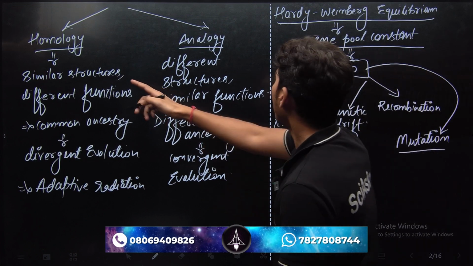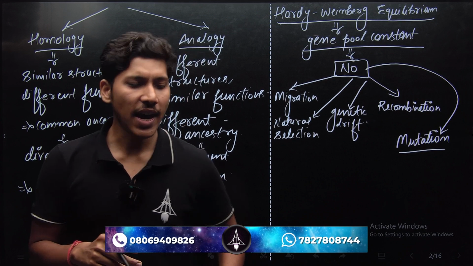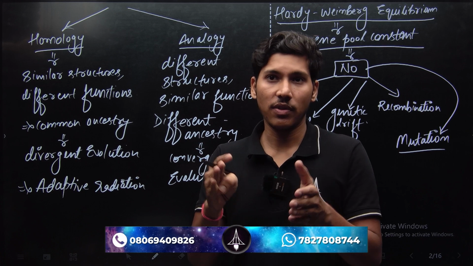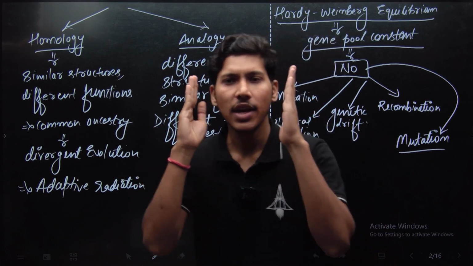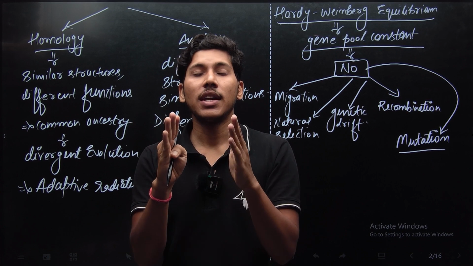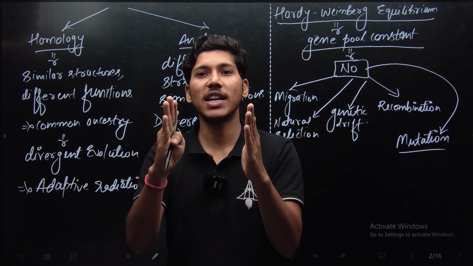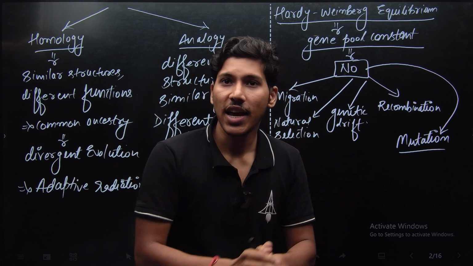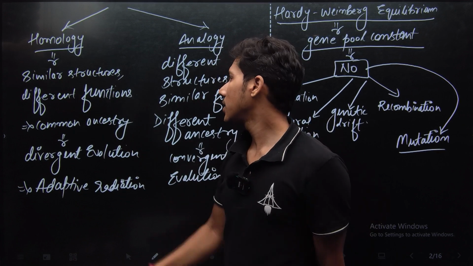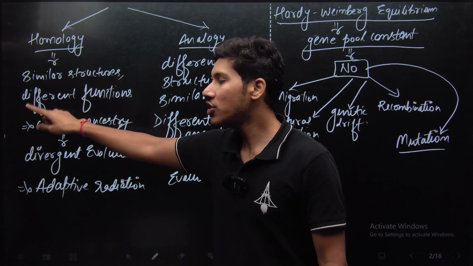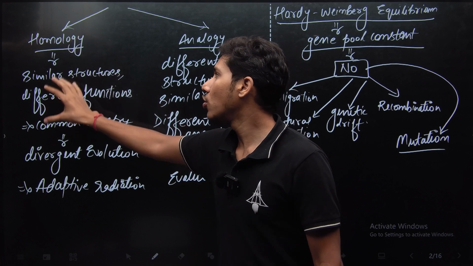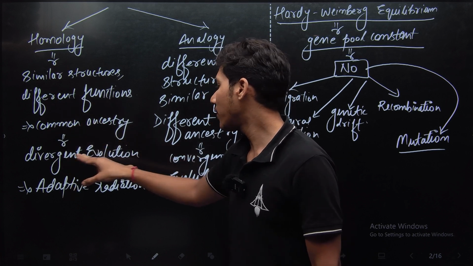Okay. Now homology and analogy. What do we mean by homology and analogy? Analogy and homology try to tell us, when we compare two or more individuals, whether these individuals have a common ancestry or a different ancestry. If they have a common ancestry, then they are going to show similar body structure. The anatomical structures of their body will be the same, but the function performed by those structures may be different. But more or less, homology denotes common ancestry and divergent evolution.